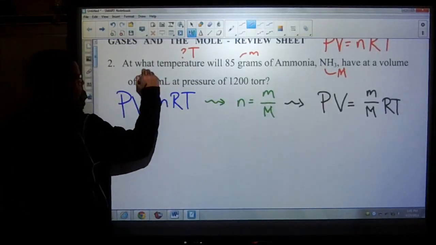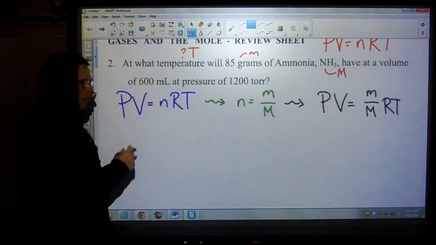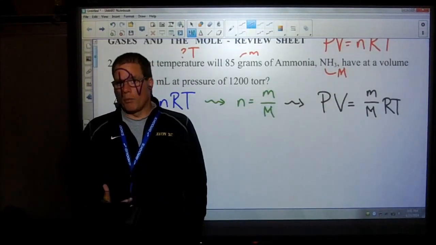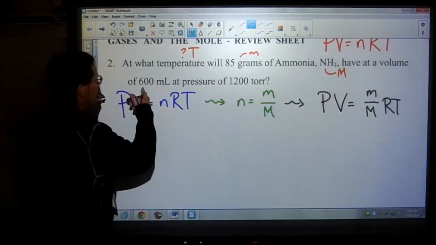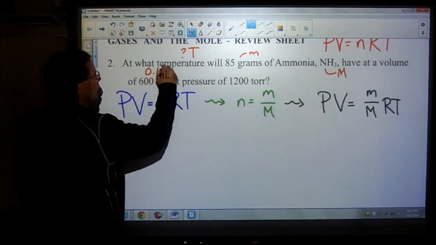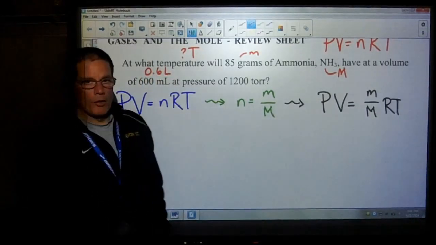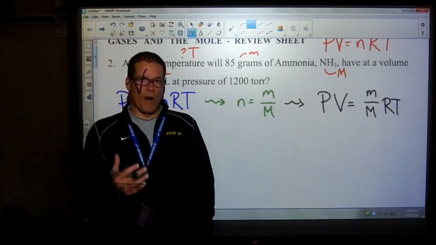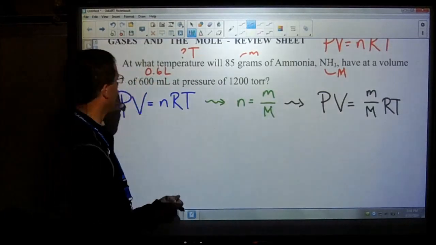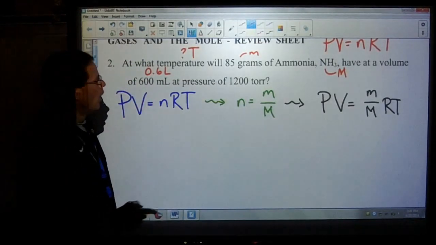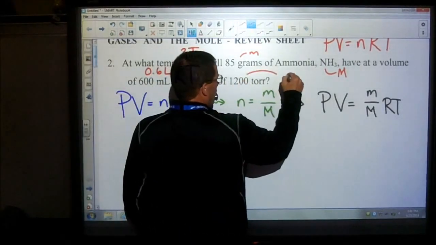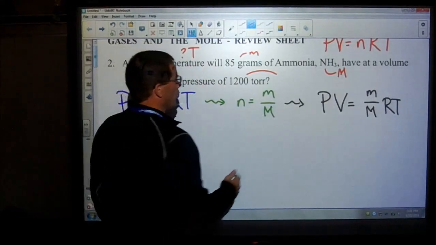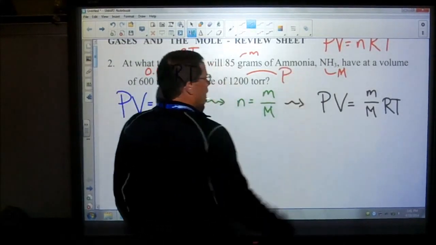Here's our volume. Make sure you convert that into liters. Hopefully you're getting to the point now where you're saying, okay, I know there's 1,000 milliliters in a liter, so I can simply look at that and say that that is 0.6 liters. If you don't know how to do that, go through the conversion and actually convert it. In other words, for every 1 liter, there's 1,000 milliliters, so start with that and then divide. We will have to convert the torr into either kilopascals or atmospheres. It doesn't matter which way you go on that.